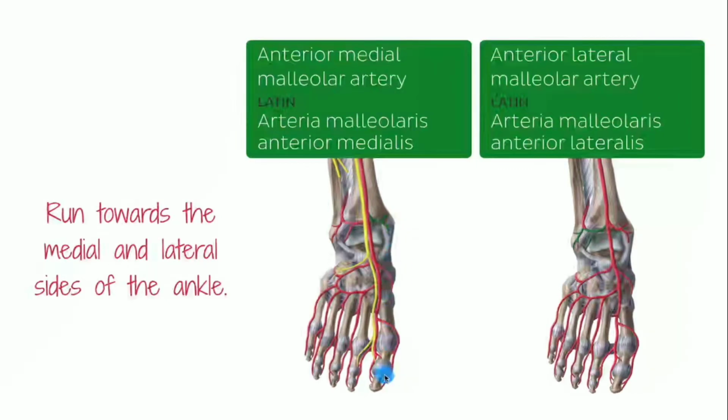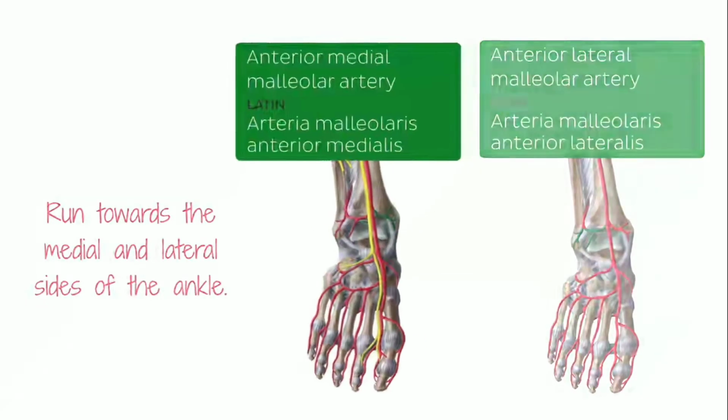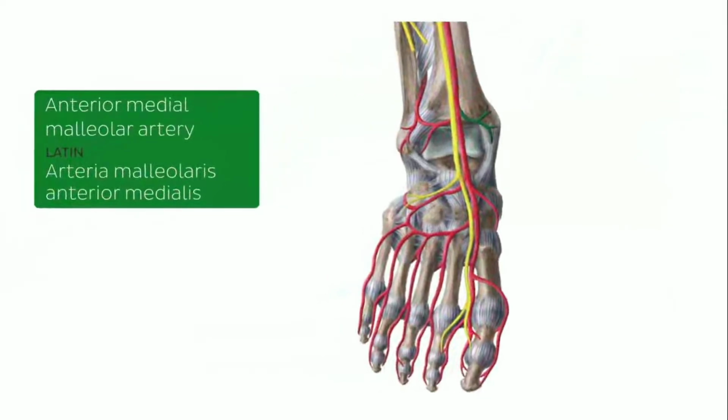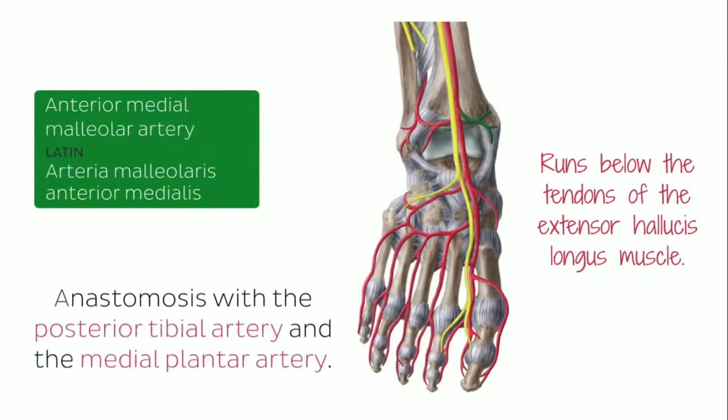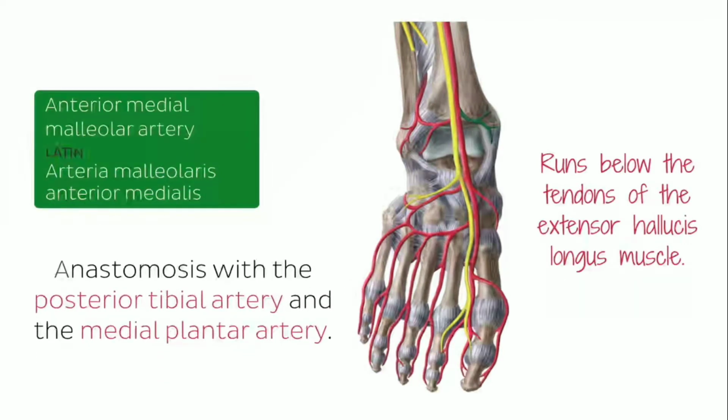Now, just for clarification, this is the medial side of your foot, the same direction as the big toe. This is going to be the lateral side where you have your little toe, and you notice how these two malleolar arteries are moving towards these sides of the ankle. We're going to now focus on the anterior medial malleolar artery to say that this one runs below the tendons of the extensor hallucis longus muscle and goes medially where it splits up into many small branches. It forms an anastomosis with the posterior tibial artery and the medial plantar artery.